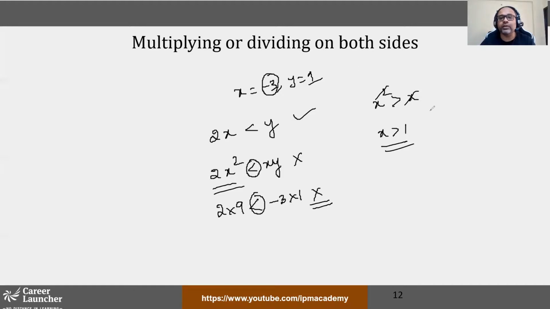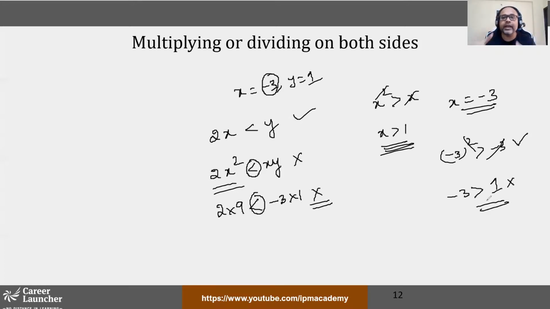Because what is the meaning? This is one possibility. What if x is minus 3? This will also work, correct? X is equal to minus 3. You will get minus 3 whole square is greater than minus 3, which is correct. But when you cancel it out, you are basically saying that minus 3 is greater than 1, which is wrong. So multiplying or cancellation, don't do blindly.